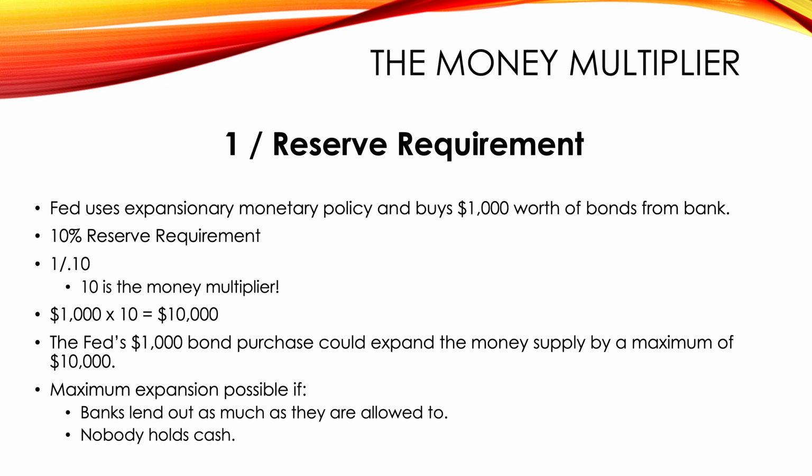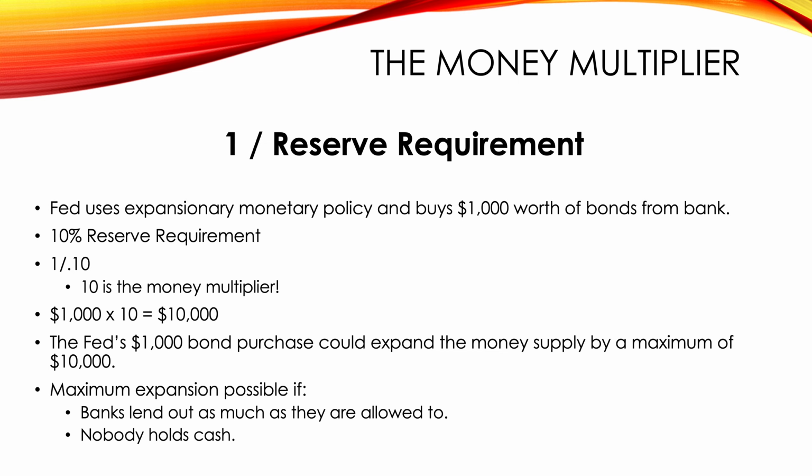So to reiterate here, if banks are holding on to more in reserve than they have to, or if people are holding on to cash, then the money multiplier doesn't work quite as efficiently, right? So you only get the maximum possible expansion if banks are lending out every penny they legally can and nobody's holding on to any cash at all.